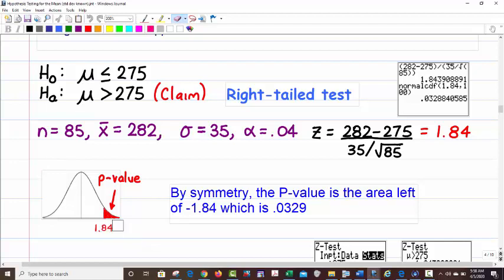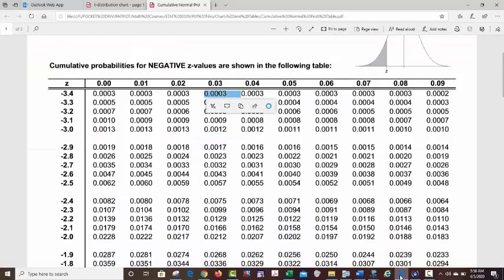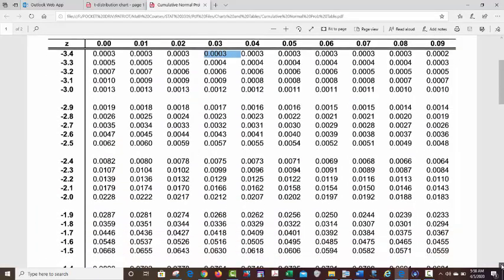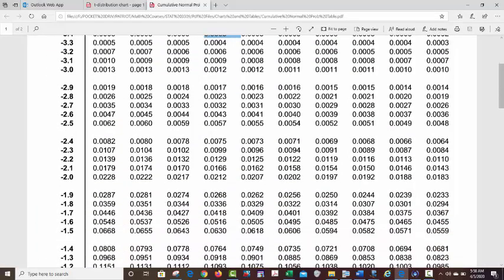All right. So, to look up area on the right, we learned that back in the normal distribution era. You can do it two ways, but the most popular and common way was to use symmetry and look it up as negative 1.84, flipping it over to the other side. So negative 1.84 is right here, and it would be 0.329.